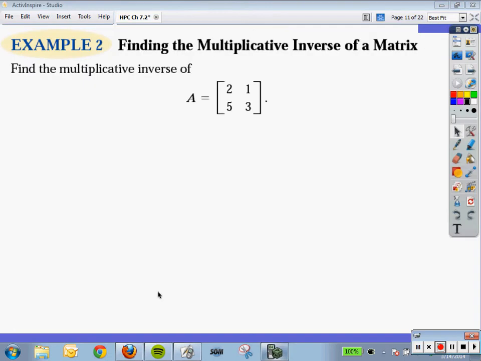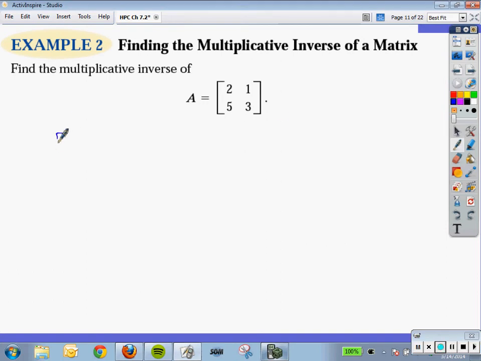So, for example 2, we want to find the multiplicative inverse of matrix A here. We want to figure out what the multiplicative inverse of this particular matrix is equal to. So, what I want to do right now is utilize a system of equations in order to solve for that multiplicative inverse.